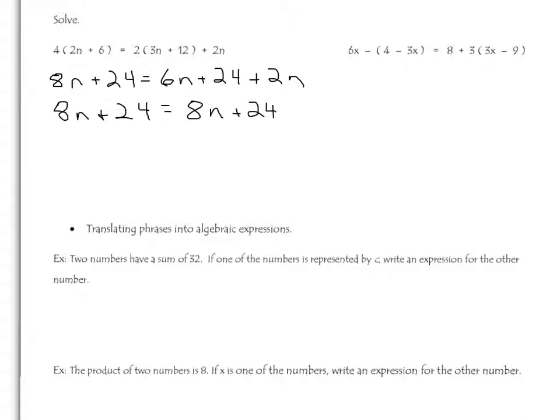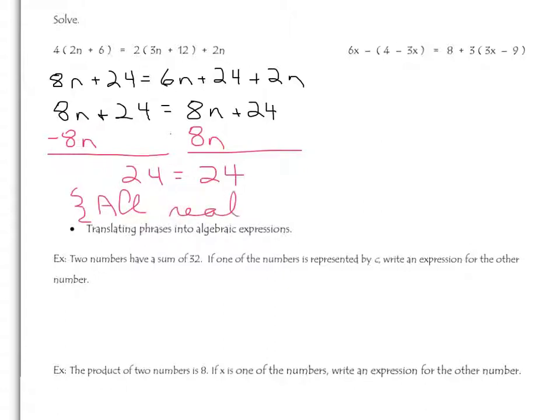And if you look right here, you see that you have the same thing on both sides of the equation. You can stop right now and say that this is an identity because they're identical on both sides of the equation. And if it's an identity, the solution set is all real numbers. Or you can go ahead and try to get the variables on one side of the equation, but you'll see that the variables go away and you're left with 24 equal to 24, and that's a true statement. So you can write all real numbers.